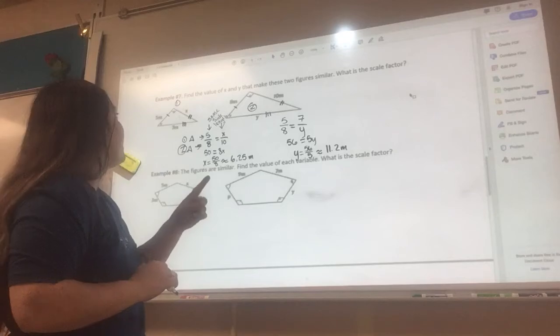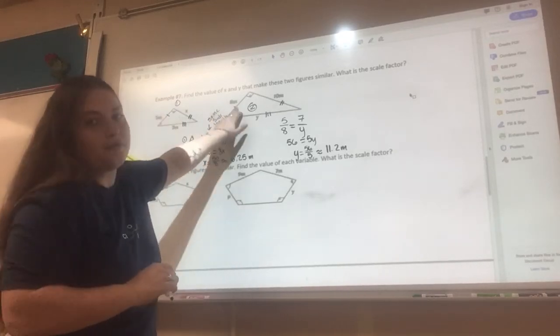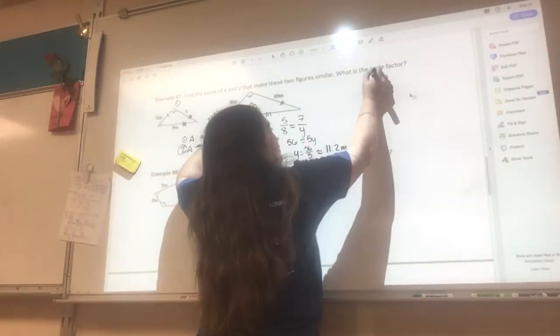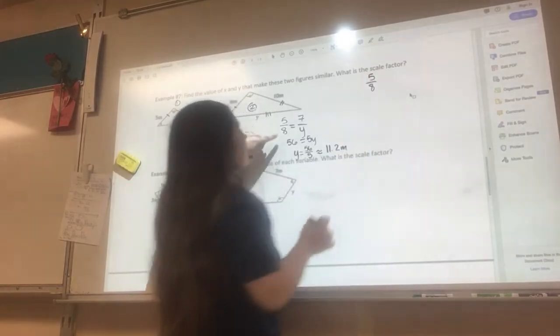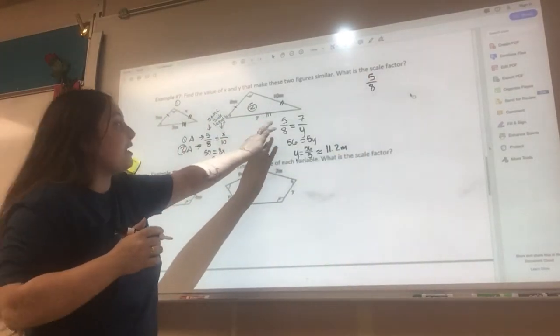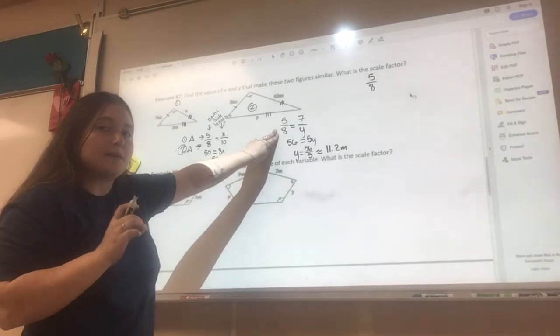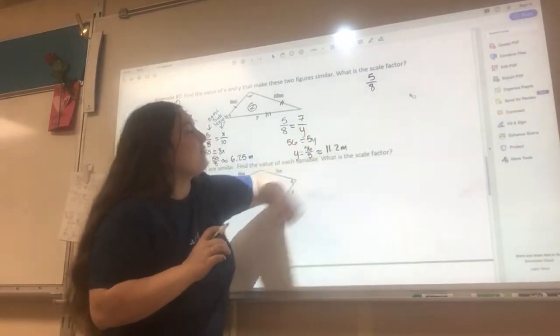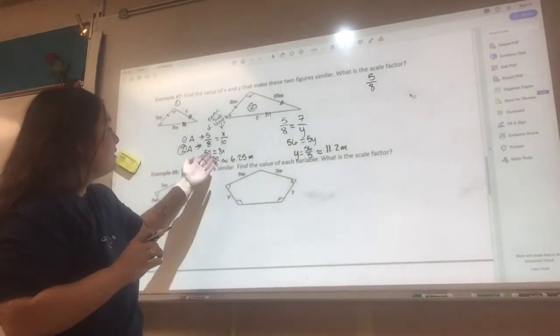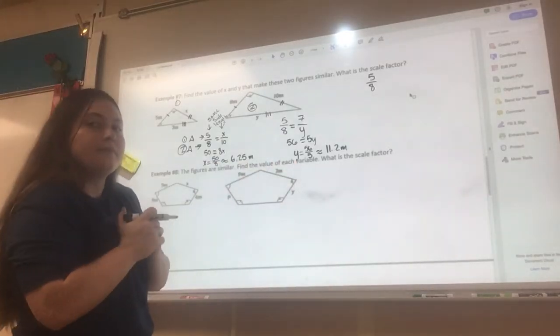But our scale factor was actually 5/8. Our scale factor was 5/8 because that is what we were setting everything equal to, and 5/8 was as simplified as possible. So our scale factor is 5/8, which helped us solve for x and y.